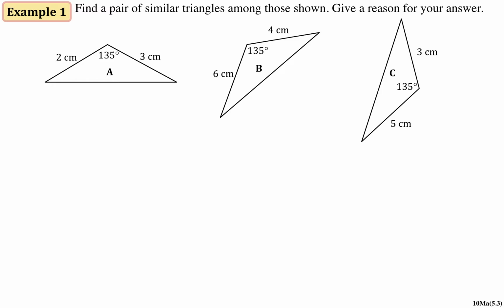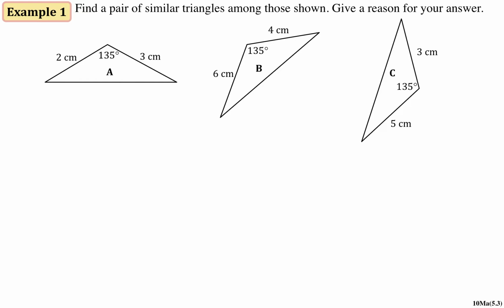Let's try looking at our first example now. Now the question says, find a pair of similar triangles amongst those shown and give a reason for your answer. Well, I've got triangles A, B and C. I haven't got a clue initially which one I'm interested in. So I could be comparing triangle A to triangle B, or triangle A to triangle C, or triangle B to triangle C. I don't know.